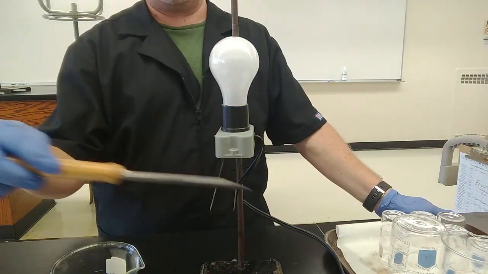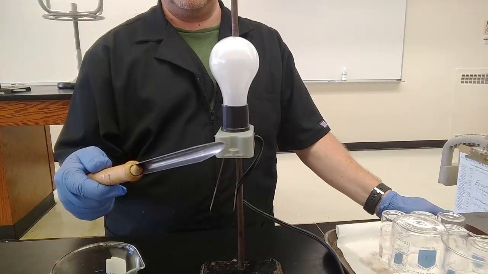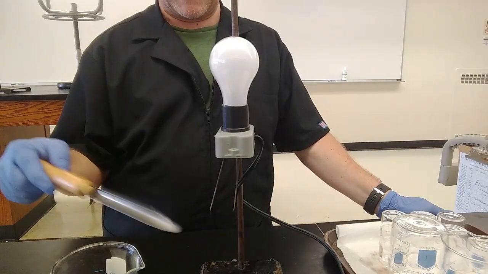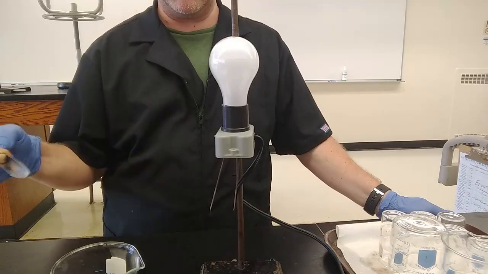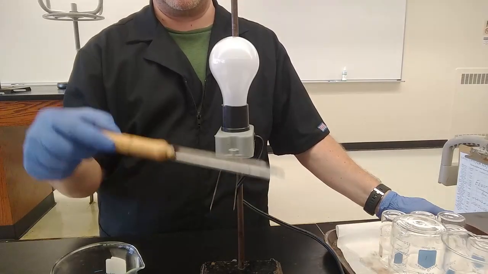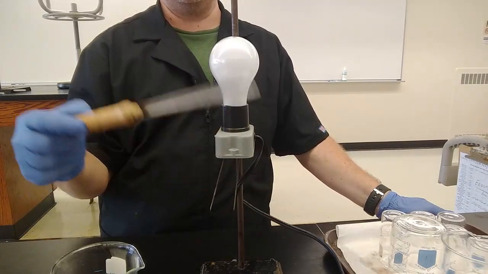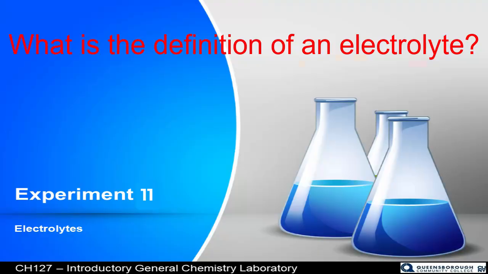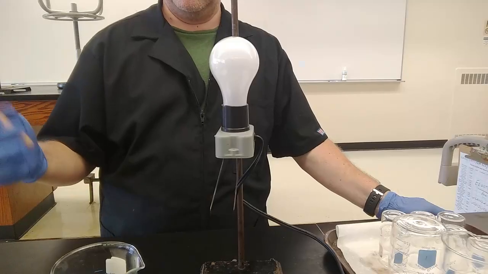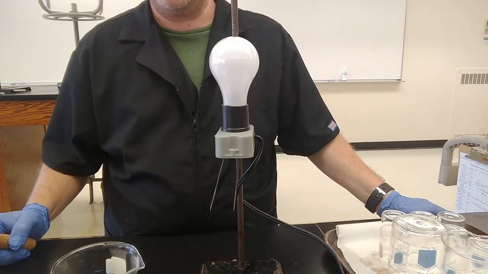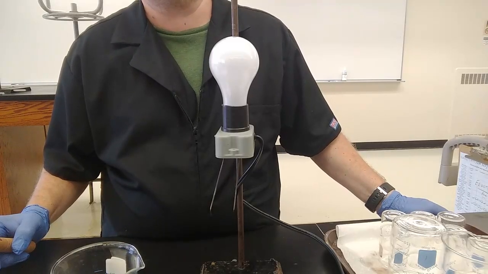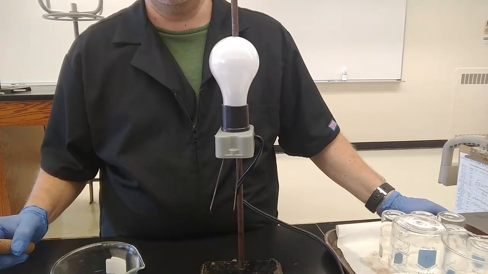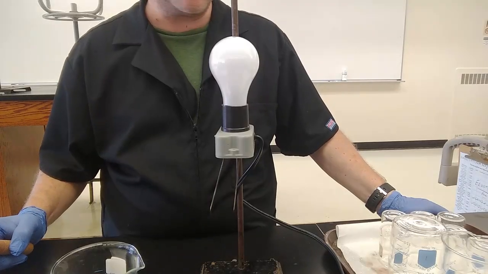If we get a conductor in here, other than a piece of metal, say a solution of ions that are able to move, then we can have mobile ions allowing for the carrying of electrons from the wire to the other wire and lighting up the light bulb. So let's see what does that. Some things conduct strongly, those are strong electrolytes. Some things conduct weakly, those are weak electrolytes. And some things don't conduct at all, those are non-electrolytes.